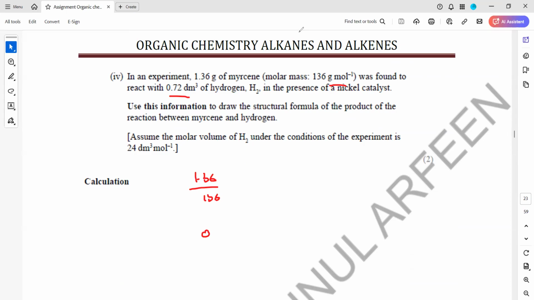1.36 divided by 136. What's the answer? 0.01, yeah. So we'll get 0.01 moles. And for the moles of the hydrogen, these are the moles of the compound.